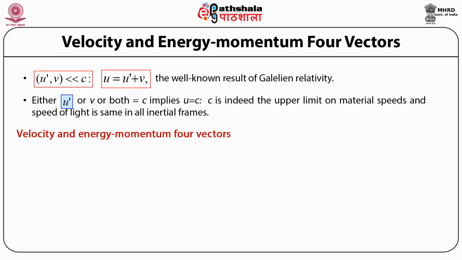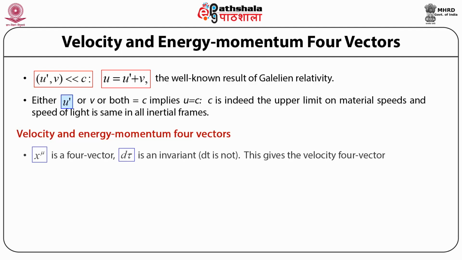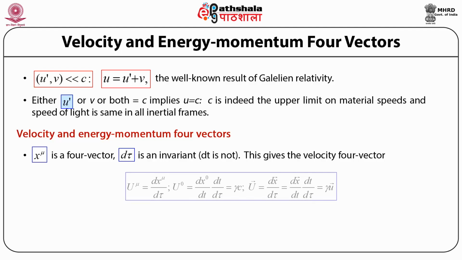Supposing we define the position 4 vector as x superscript mu and the invariant quantity d tau, which is the time interval in the rest frame of reference, and this is not equivalent to the quantity dt because that is not invariant. Using these two relations, we get the velocity 4 vector as u superscript mu equal to dx superscript mu by d tau, that is the derivative of the position coordinate x superscript mu with respect to the proper time tau.